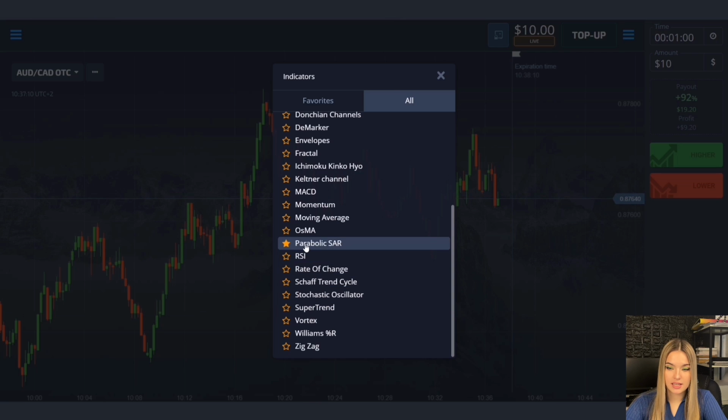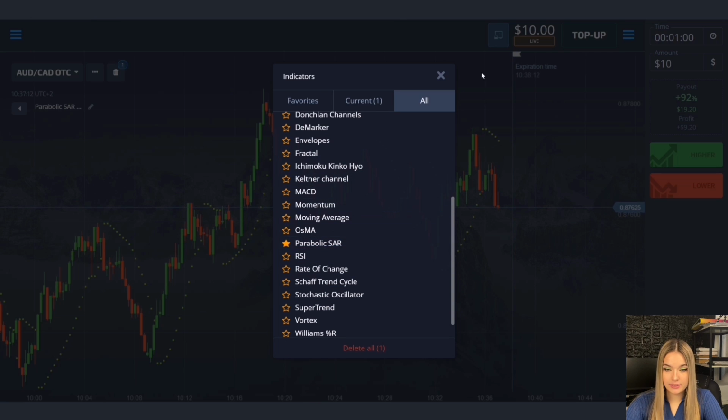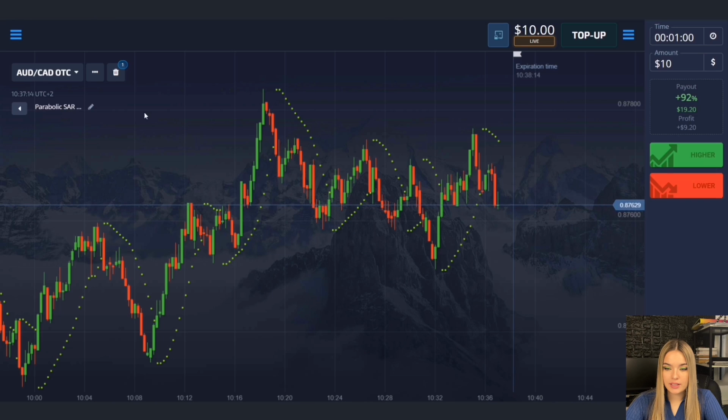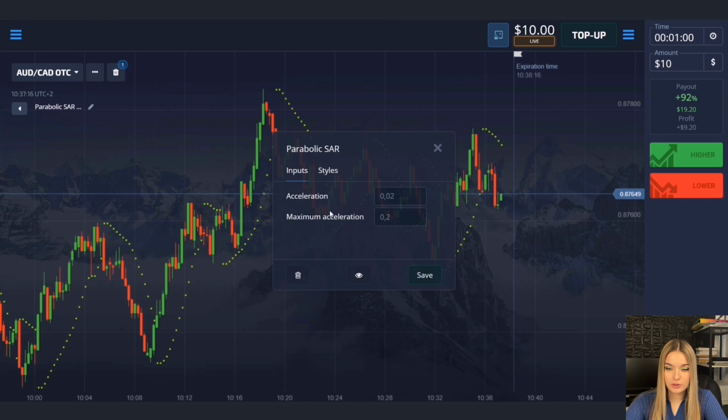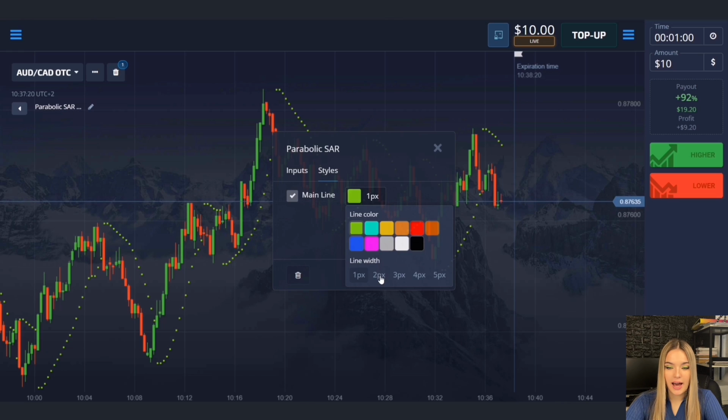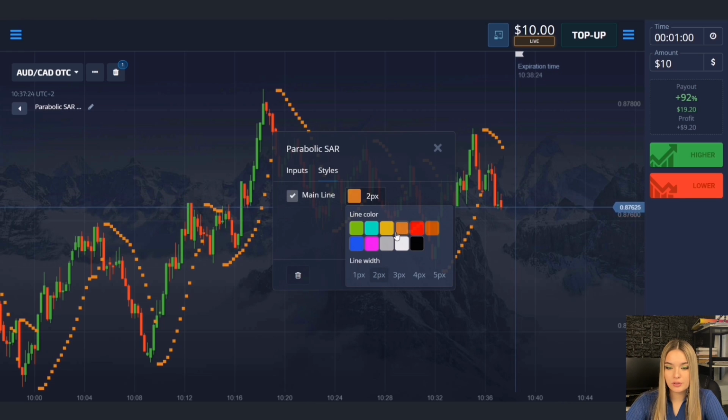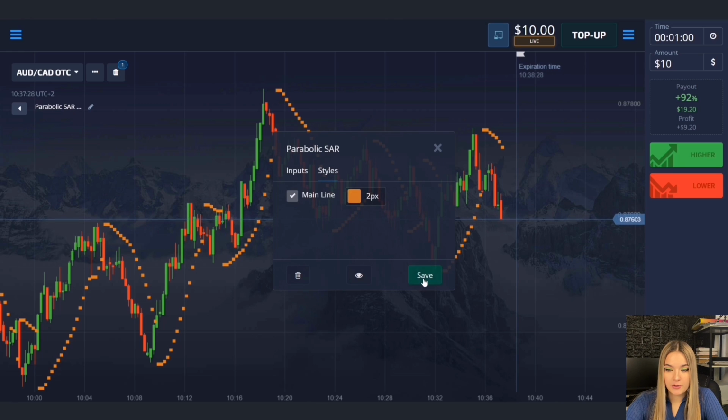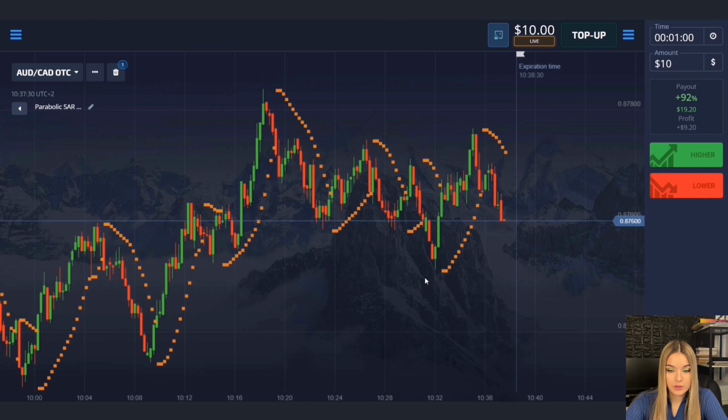To adjust this indicator, I press this button in the upper left corner. We leave all settings by default. We can only change the color as well as thickness of our indicator. I'll make it bigger. I'll choose orange color. You can also choose another, up to you. After that, click the save button and our indicator is ready to work. You may also notice that orange dots have appeared around our chart.